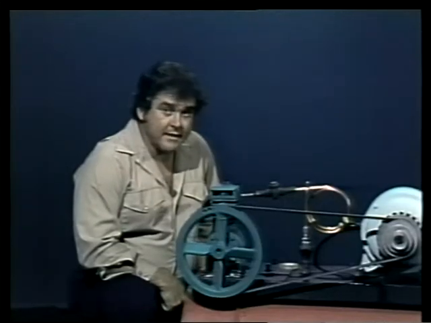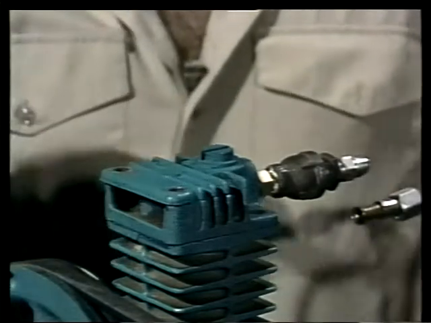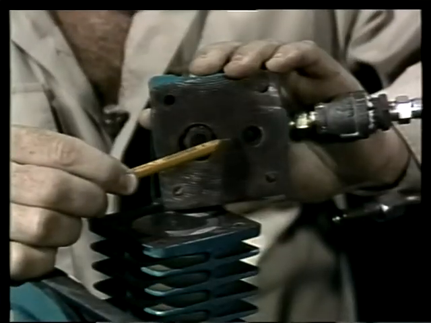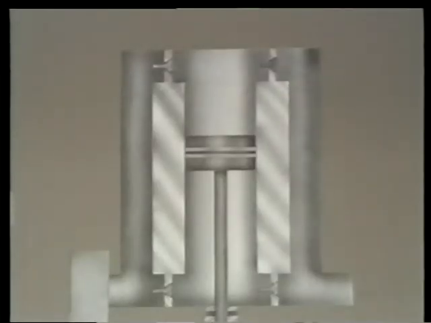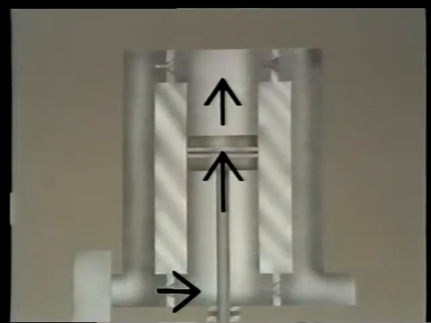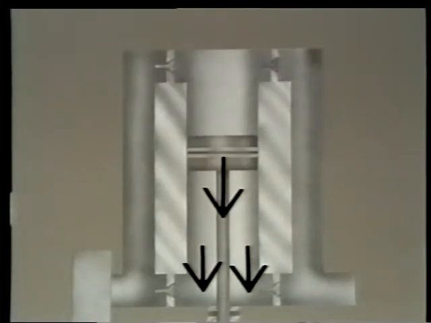Reciprocating compressors are also categorized as single-acting or double-acting. Now, this is a single-acting compressor because there's only one inlet valve and one discharge valve. On a double-acting compressor, there's another set of valves right down here. On an upstroke, air is drawn into the bottom of the cylinder, while any air that is in the top of the cylinder is compressed. Then on the downstroke, the air that was just drawn into the bottom of the cylinder is compressed, while air is drawn into the top of the cylinder.